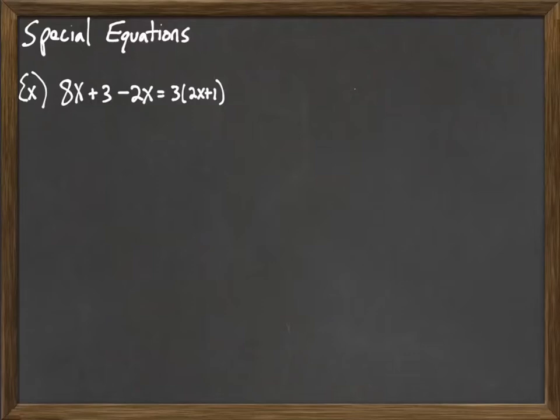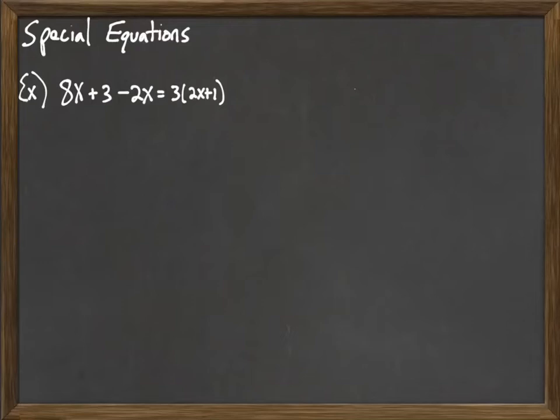There are two different special cases, and they both have the same common property, and that is the variables can disappear out of the equation completely. What results when that happens is going to dictate which special case we're dealing with.